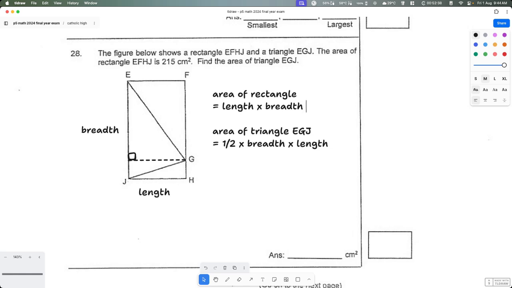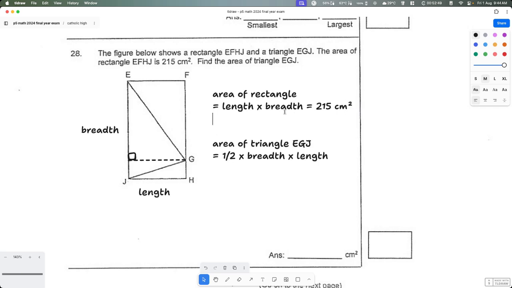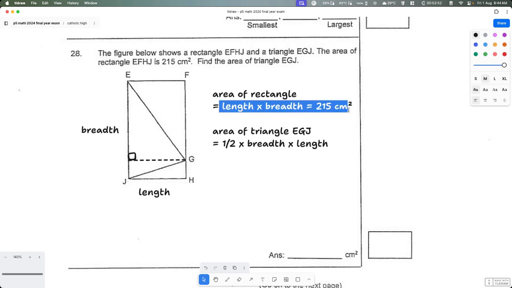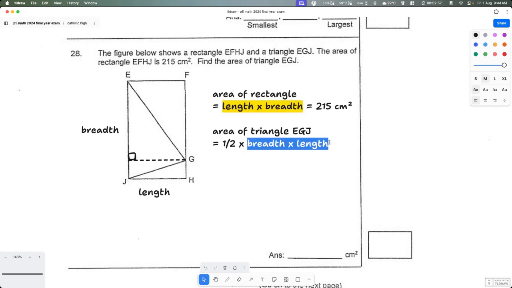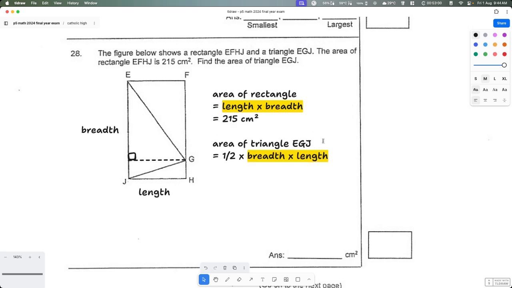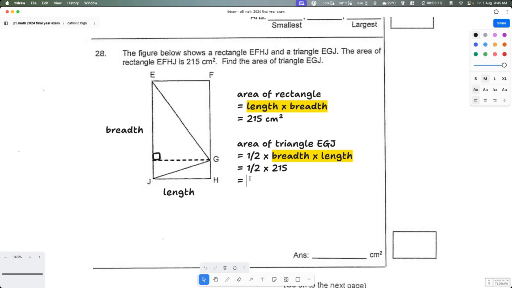Okay, so we know that length times breadth is equal to 215 centimeters square. So in this case, we can swap this to this. So this one, I'm going to highlight this, is the same as this one. So that means we can just swap it out, which is equal to half times 215. That's it. Then you can calculate half of 215.